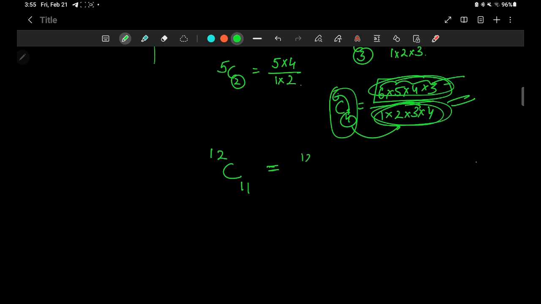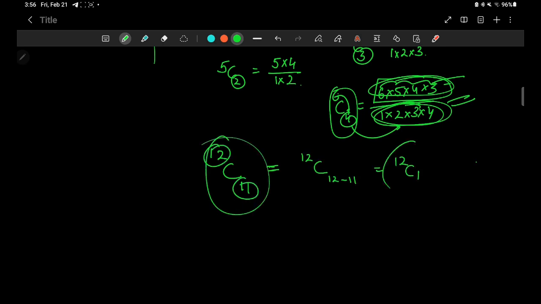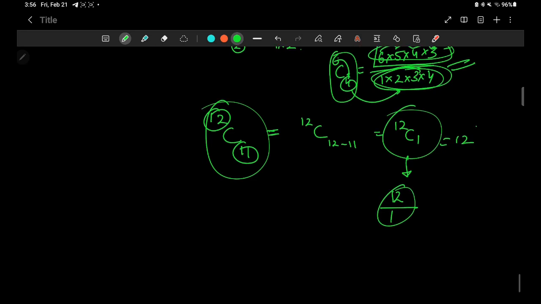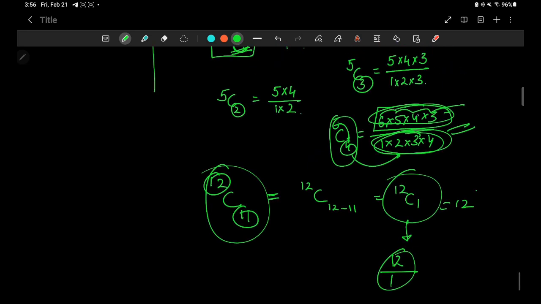This is equal to 12 minus 11, that is 12c1. Okay, this minus this, you just do this, so this value will be equal to 12c1. 12c1 is what? 12 divided by 1. Answer is 12. In order to avoid a tedious process of dividing and multiplying, you can just apply this formula. It's an identity in combinations.